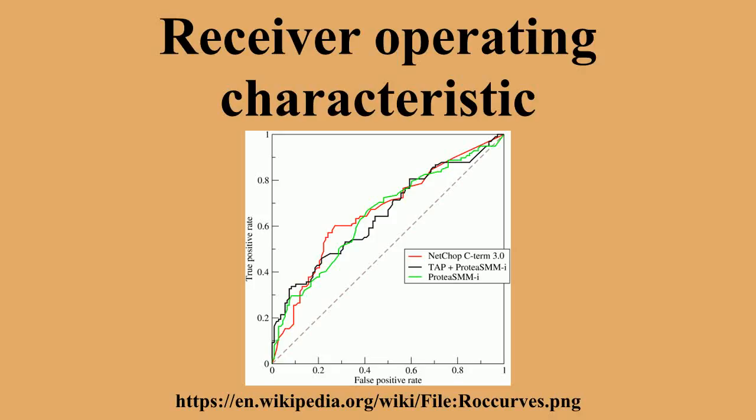As the size of the sample increases, a random classifier's ROC point migrates towards the diagonal that divides the ROC space. Points above the diagonal represent good classification results. Points below the line represent poor results. Note that the output of a consistently poor predictor could simply be inverted to obtain a good predictor.